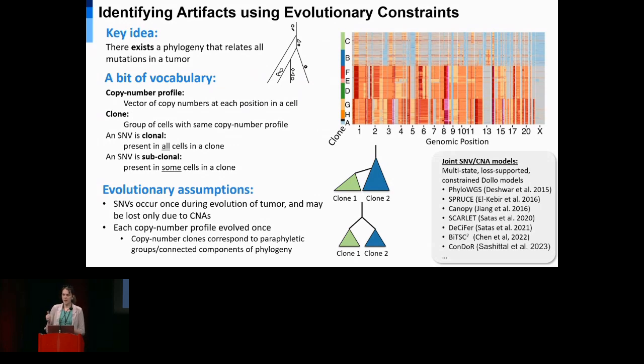tumor, and they never back mutate. They may only be lost if there are deletions in the genome, essentially. And the second is that each copy number profile, so that the vector across the full genome, evolved exactly once. Essentially what this translates to is that if we think of a clone in our phylogeny, it's a connected component.